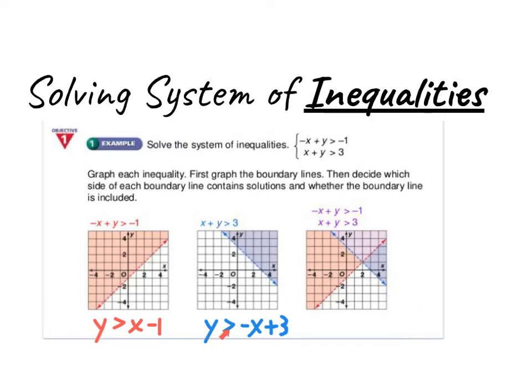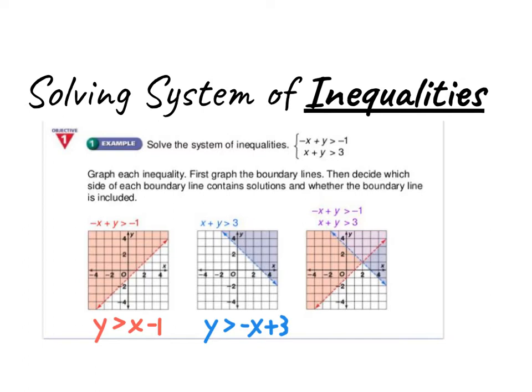The second equation in slope-intercept form is y greater than -x plus 3. So the y-intercept is at +3. The slope is -1, so down 1 over 1. You have another dashed line because it's only greater than. And again, because it's greater, you have everything shaded above.